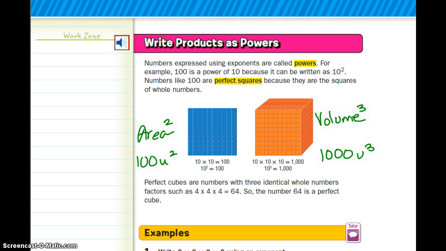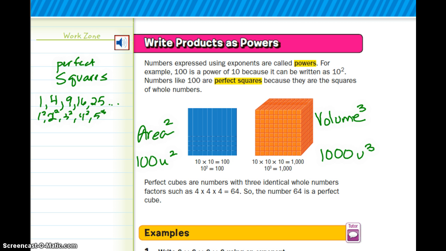So, we also talk about cubes and perfect squares. Remember, I asked you to memorize the perfect squares. So let's just recap that. Perfect squares. That's your 1, 4, 9, 16, 25. Oh, we forgot 4, didn't we? We'll have to just slide him in there. 1 squared, 2 squared, 3 squared, 4 squared, 5 squared, and on and on and on.